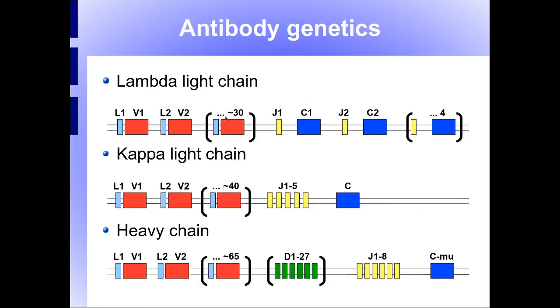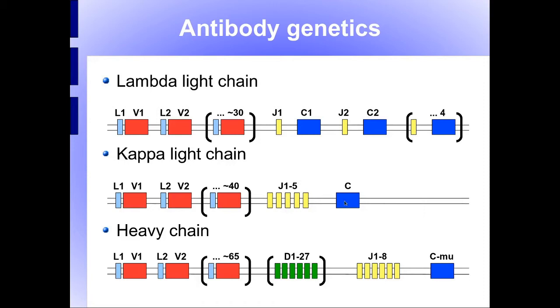With the kappa light chains, there's a similar sort of arrangement, except that we have around 40 of these variable segments, followed by five J or joining segments and one C segment. So again, we can pick one of these 40 at random, pick one of these five at random, join the two together, and then cut out any remaining J's and join to the C. Again, the V and the J form the variable part of the antibody and the C forms the constant part.